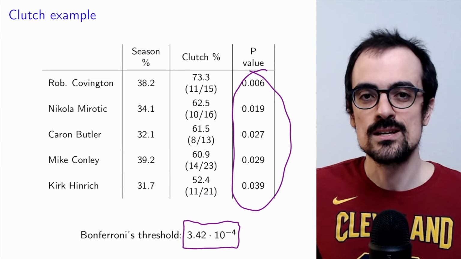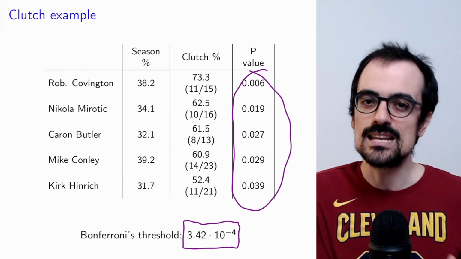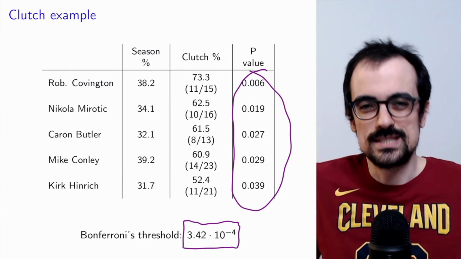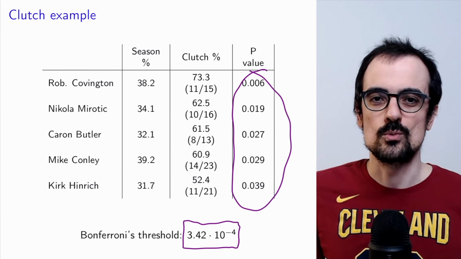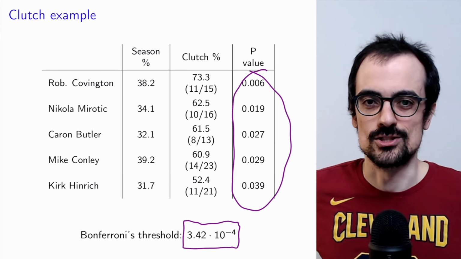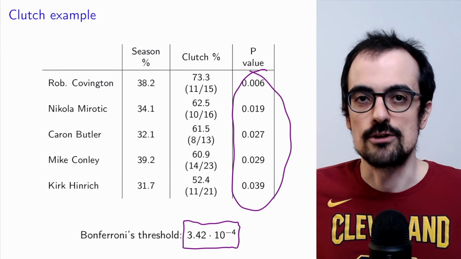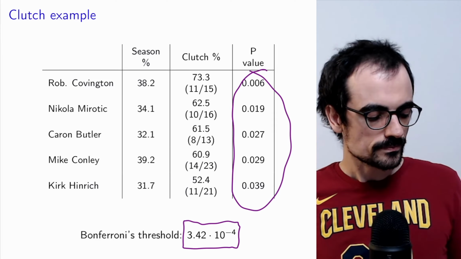So in this case, Bonferroni's correction tells us that we don't have enough evidence to declare that any players are clutch, which actually kind of corresponds to what we observe when we check what happens in the second half of the season. So here, Bonferroni's correction saves us from incurring in false positives.